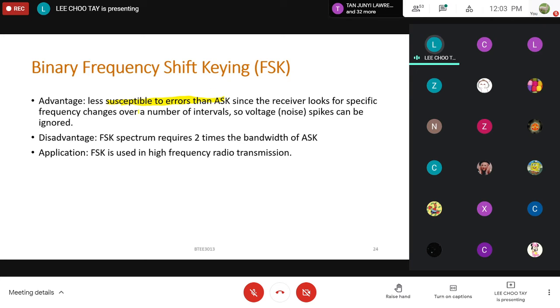The problem with FSK is the spectrum is very wide. It's 2 times the bandwidth of the ASK. It requires very wide bandwidth. However, because it's less sensitive to noise, and so less prone to error caused by noise, FSK actually is used, and this is commonly used in high frequency radio transmission. So that is for FSK.